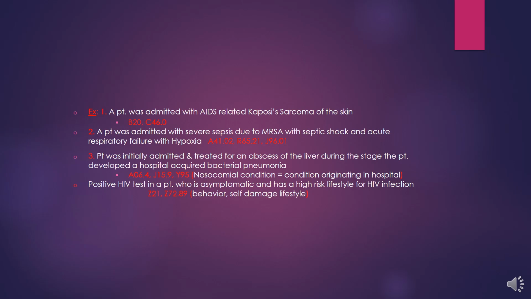A patient was initially admitted and treated for an abscess of the liver. During the stay the patient developed a hospital-acquired bacterial pneumonia: A06.4, J15.9, Y95, nosocomial, a condition originating in hospital. Positive HIV test in a patient who is asymptomatic and has a high-risk lifestyle: for HIV infection Z21, Z72.89, behavior, self-damage, lifestyle.